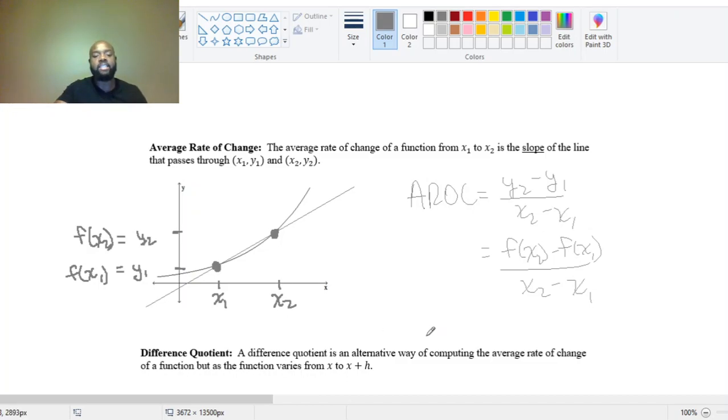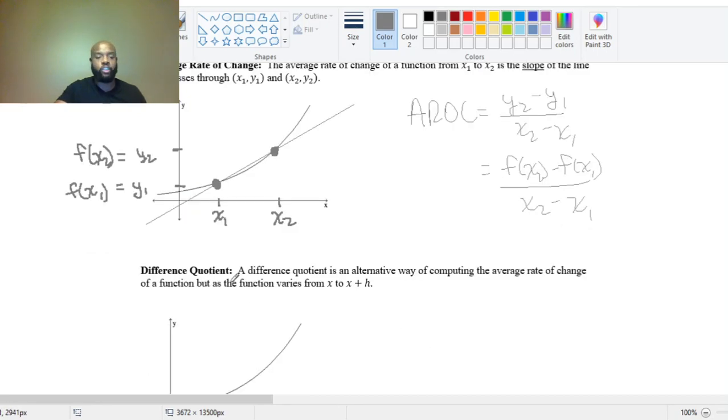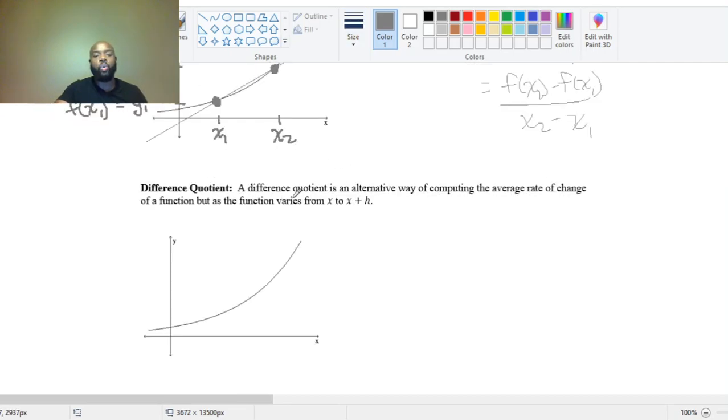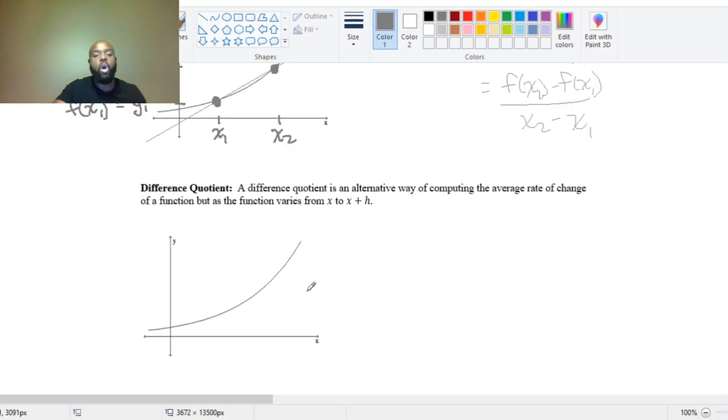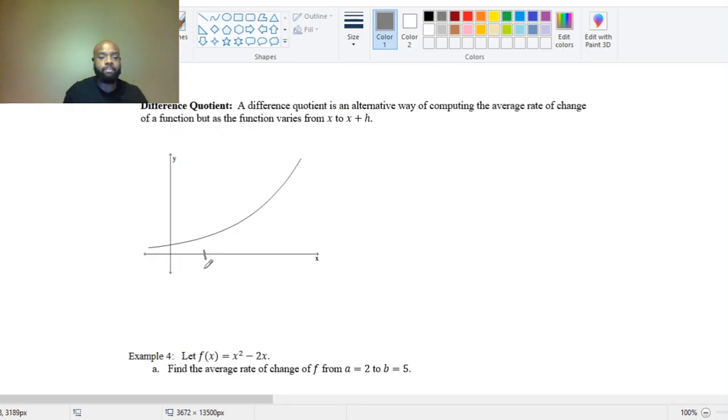A slightly different concept is what we call the difference quotient. Now, this is really getting into calculus here, all right? A difference quotient is an alternative way of computing the average rate of change of a function, and the alternative way is the average rate of change of your function as the function varies from x to x plus h, right? And so instead of going from x sub 1 to x sub 2, we're going to go from x, all right? And so let's say the distance between where you were and where you want to go is h units, then this is going to be x plus h, all right?